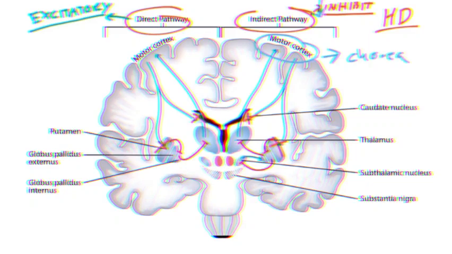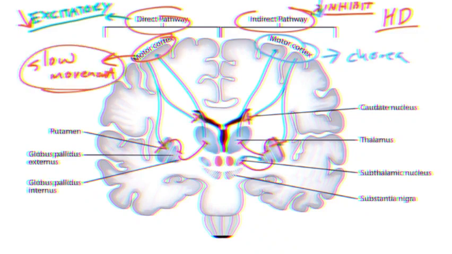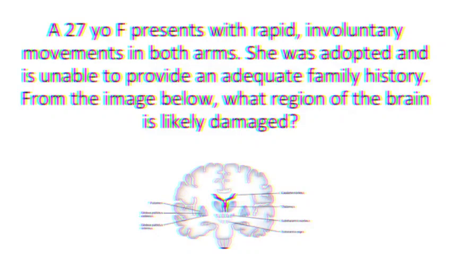Conversely, where the direct pathway is mainly excitatory, and we actually have decreased excitement, patients with Huntington's disease will demonstrate decreased, slow movement. So the slow movement and these jerky chorea movements are both known to be in Huntington's disease. So let's do a question to apply this.